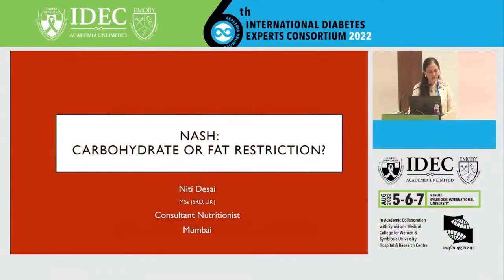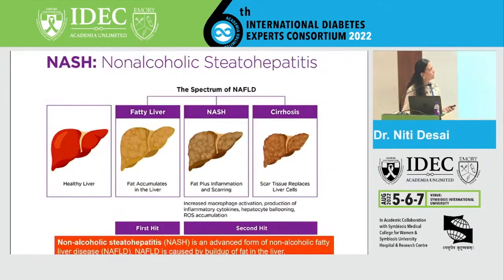We have had a collection of nutrition subjects, one more added here. NASH, does that involve carbohydrate or fat restriction? Now, let's hope this is not behaving temperamental. So we all know that NASH is basically the advanced form of NAFL.